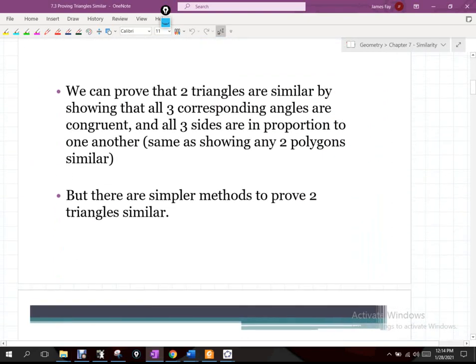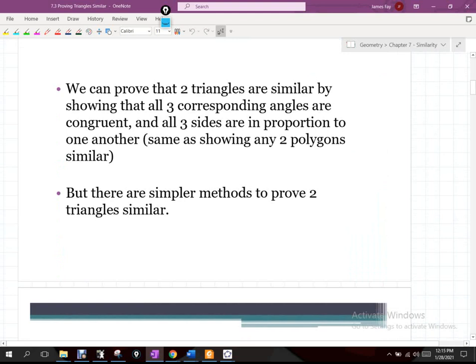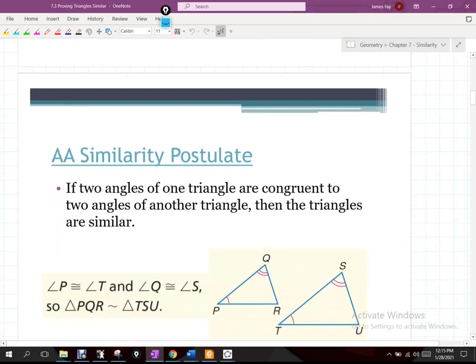Angle, angle. Okay? So don't write this down, but it says we can prove that 2 triangles are similar by showing that all 3 corresponding angles are congruent and all 3 sides are in proportion to one another. And that's what we just talked about. Same thing for all other polygons as well. But there are simpler methods to prove triangles similar.